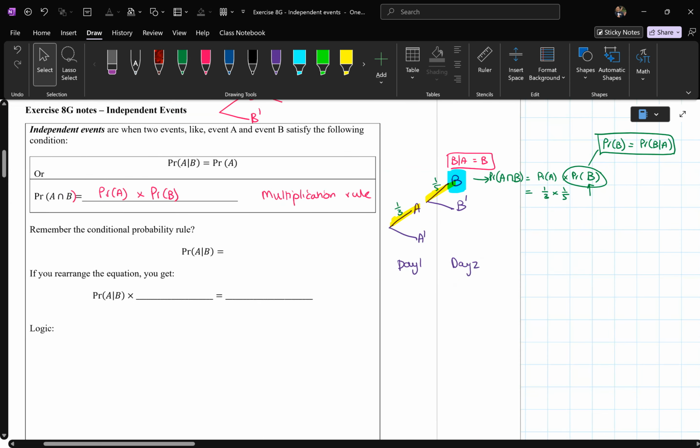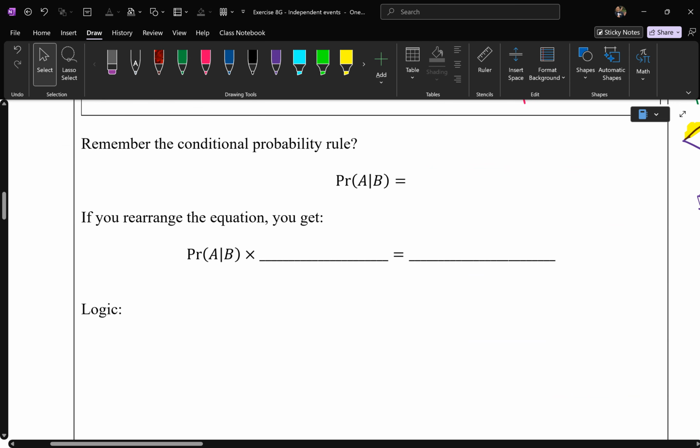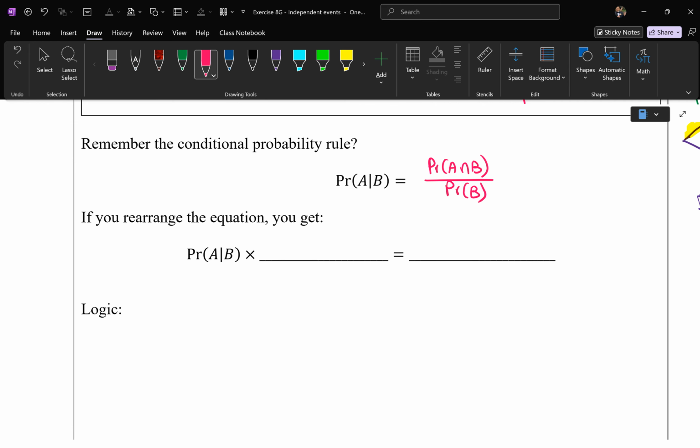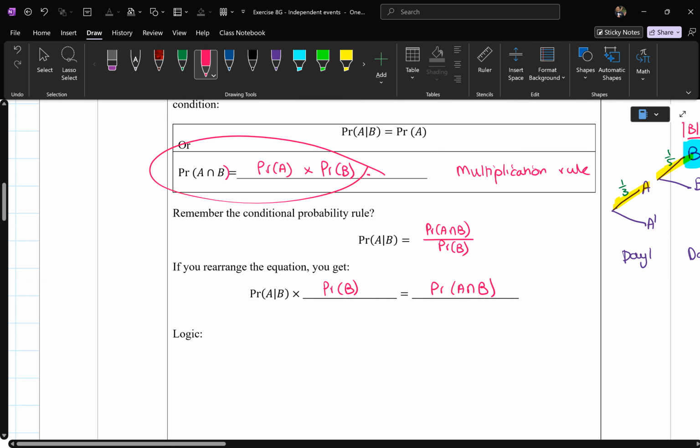All right, so here it says, remember the conditional probability rule, and essentially I just covered it with you just now. A given B is probability of A intersect B divided by probability of B. Or if you rearrange that equation, if you multiply both sides by probability of B, you'll find that these two cancel out. And then you end up with probability of A given B multiplied by probability of B gives you probability of A intersection B, which is very similar to the multiplication rule that we talked about up here. The only key difference is this bit.